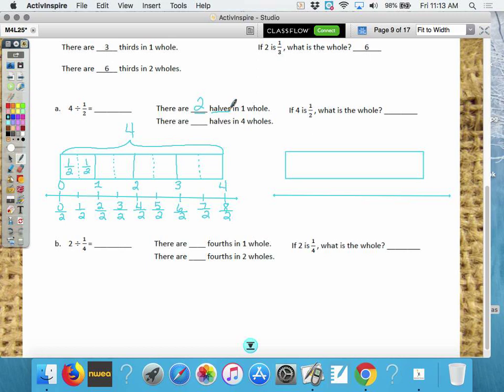Okay? Because 2 halves or 4/4 or 3/3, that's one whole. Okay? Then we count all of them. How many are there? 8. Okay? So 8 is your answer. So that's the first part. Now we've got to answer this question, and the answer will still be 8, but we have to draw it like this is worded. So it says if 4 is half, what is the whole?